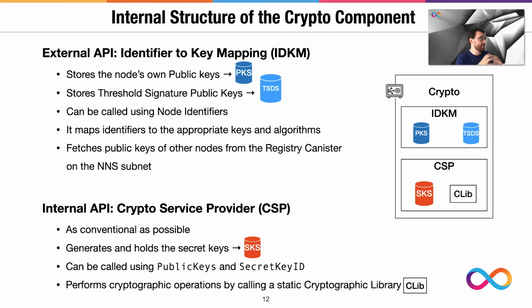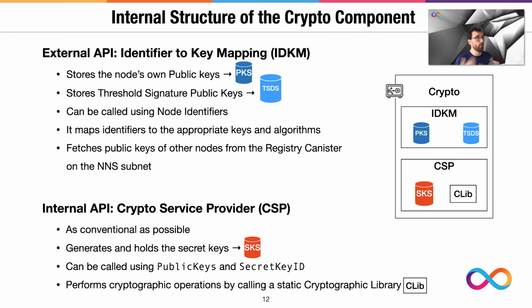So one external layer, which is what we call identifier to key mapping, or also called with the acronym IDKM, and an internal layer, which is called the crypto service provider. The reason why we split these two components is that, going back to the previous principle, you really want to have all the decisions about keys and algorithms in one place. We would really like to make the caller of the crypto component not care about implementation details of the cryptographic schemes.